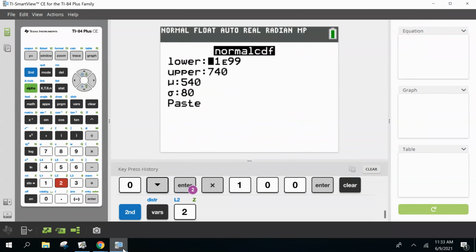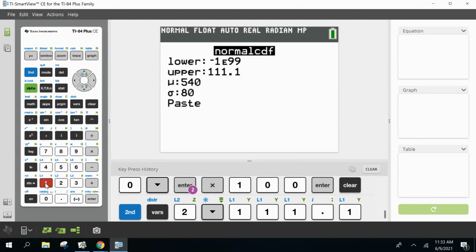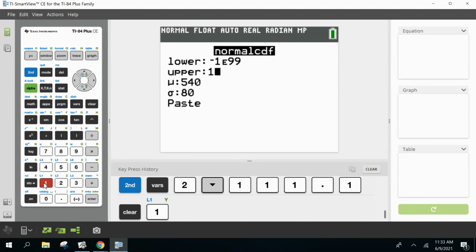The negative 1E99. You got it, boss. Thank you. And what about my upper? The 11.1. Great job, Will. Good find. Got it. And now I'm not even going to ask.